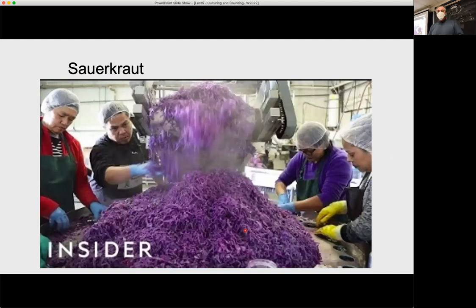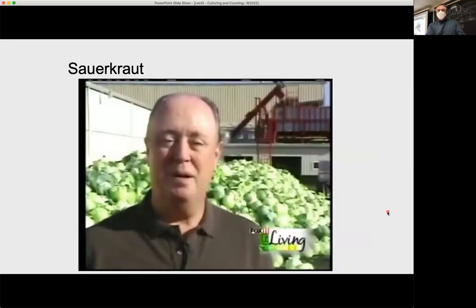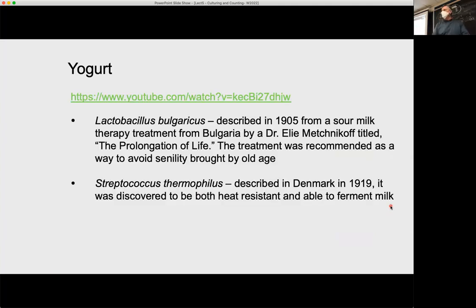There's a YouTube video here of them making sauerkraut. If you want to stay at the end, I'll show you the video. Yeah, we did that last semester. This is industrial sauerkraut. Here's another industrial sauerkraut making. So I included videos. You can watch them at home or at the end of class.